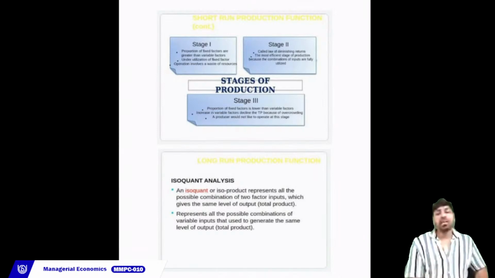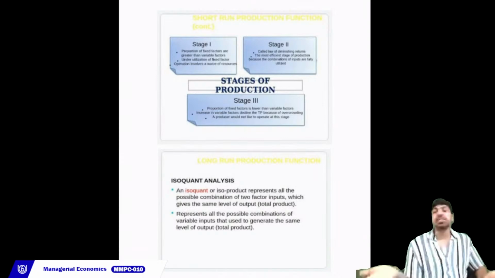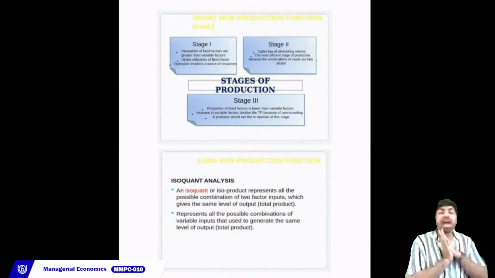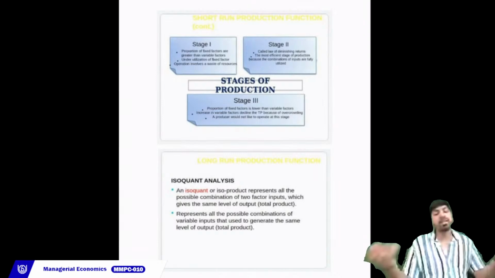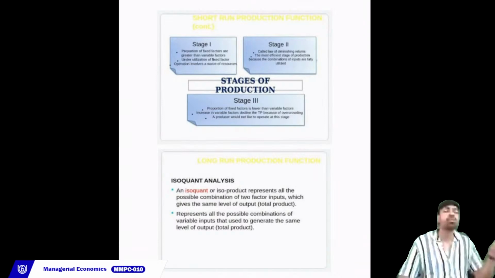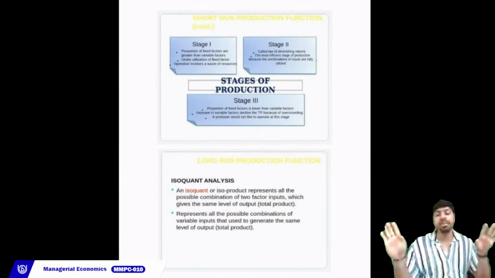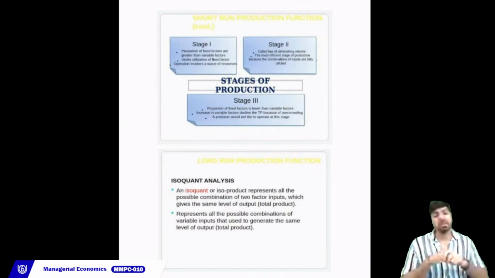So if anyone combines two factor inputs, labor and capital, or any other inputs, which produce the same level of output, that's called isoquants or isoproduct curves.